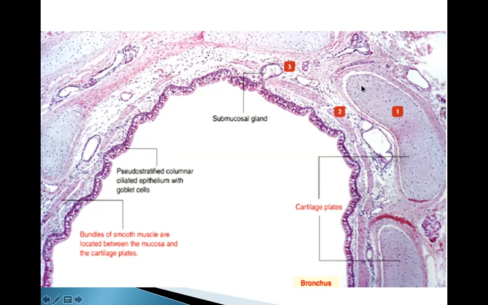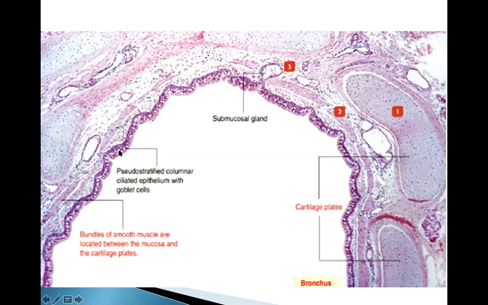So that's what I see here. Number one, this is one of those little plates of cartilage. This is hyaline cartilage. There's another one down here. There's another plate of cartilage here, another plate of cartilage there. So look for plates of cartilage. I also see smooth muscle. That's what's labeled number 2 here. So there's some smooth muscle. I see smooth muscle over here. And then I have my pseudostratified columnar epithelium.